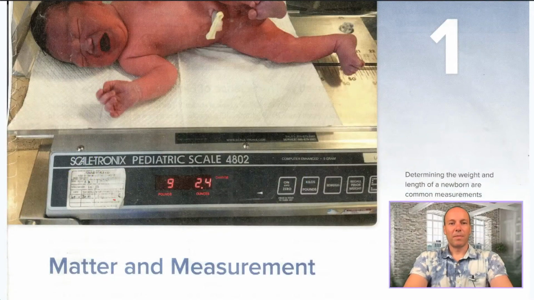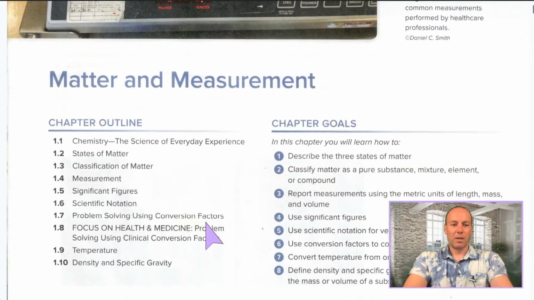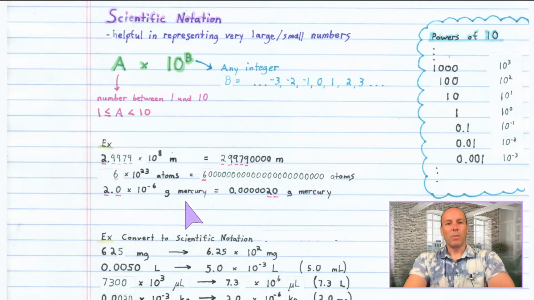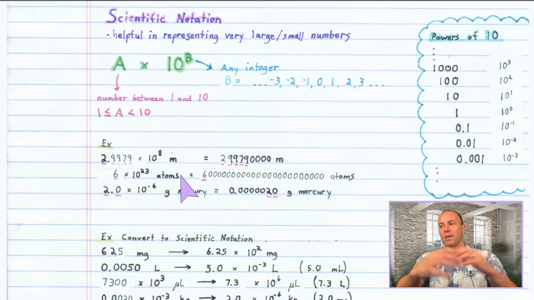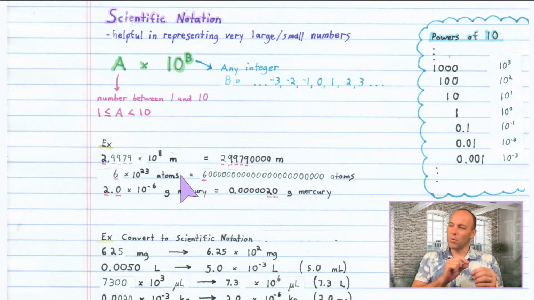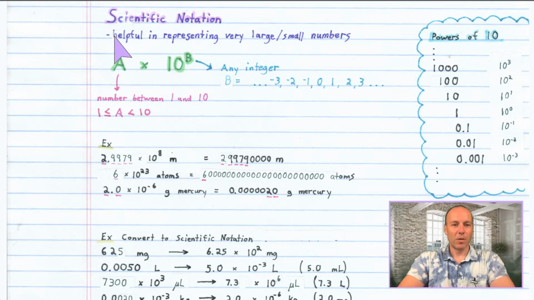Hello again. So we're moving along in the chapter, and in this video we cover section 1.6, scientific notation. You may have seen scientific notation used before. It's a way that helps people represent very large numbers or very small numbers, numbers that would take a long time to write out and really be difficult to read otherwise. So it's helpful. It's supposed to be helpful.